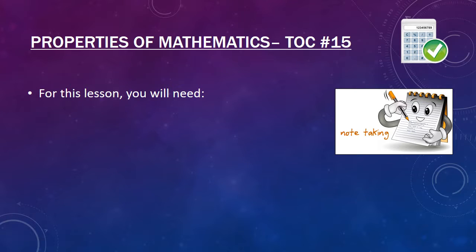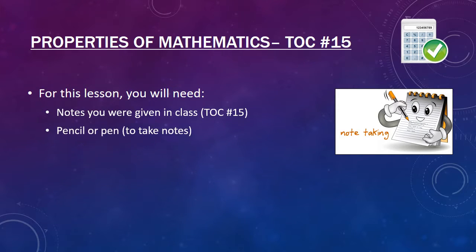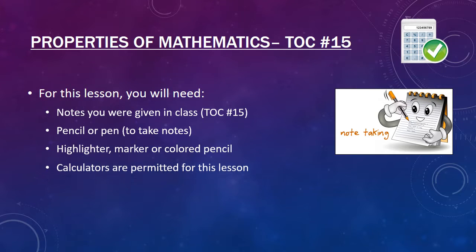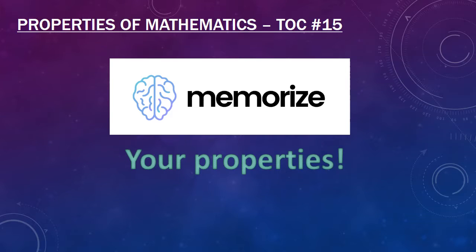For today's lesson, you're going to need the notes you were given in class, which is TOC number 15, a pen or pencil, of course, as always, to take notes. You may want to grab something with color, like a highlighter, marker, or colored pencil, so that you can star some things and highlight keywords. And this is part of the calculator section, although you really won't need it for this topic.